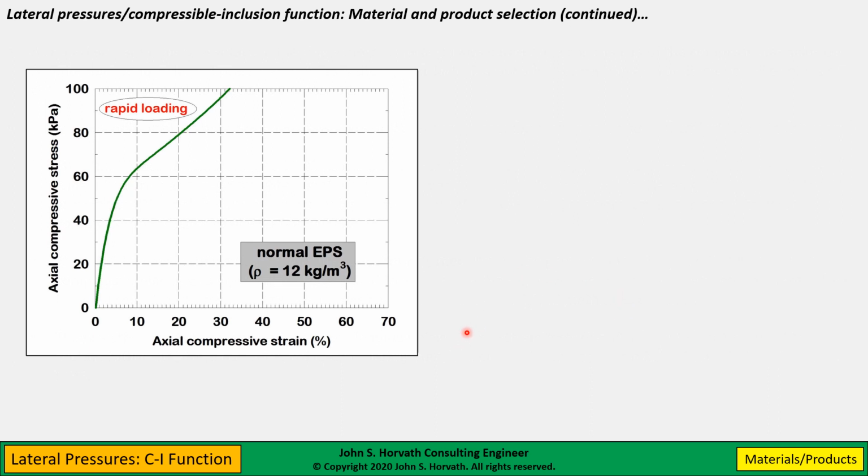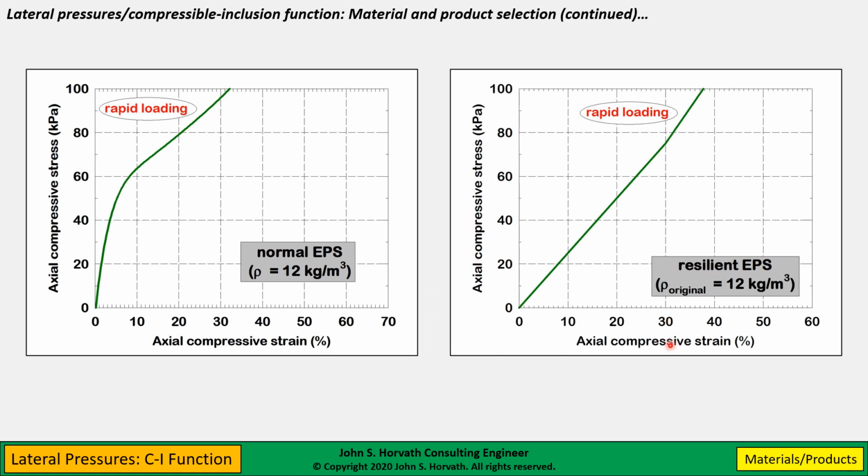Well, to put all these thoughts together, this is 12 kilogram per cubic meter, roughly 3/4 pound per cubic foot, normal EPS. It's the same curve I showed you previously, just looking at a smaller strain range that typically we would be using, up to maybe 30+% strain. This is typically what we're going to see in compressible inclusion applications. Here we see the response in rapid loading. And here we see the equivalent resilient EPS in rapid loading. These are both curves I've shown you previously.